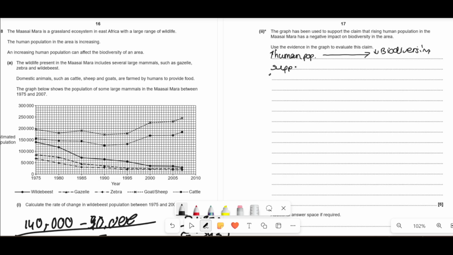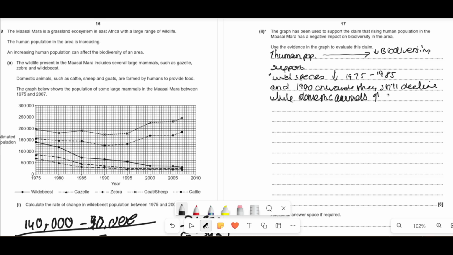So if we think about the evidence in support of it, well, your wild species are dropping. So from 1975 to 1985, they kind of were like, you're good. Right, wildebeest and gazelle. I'm just lazy. And as well as that, you can see from about 1990 onwards, it's still a decline while domestic animals increase. And that's true. You can see that. And I even pointed out at the start. So that's probably explaining that and supporting it. And you can give some numbers as well.